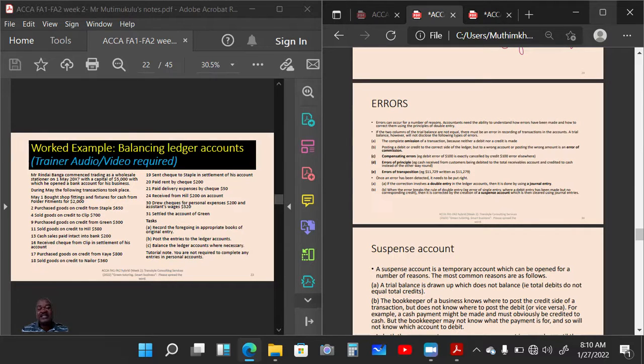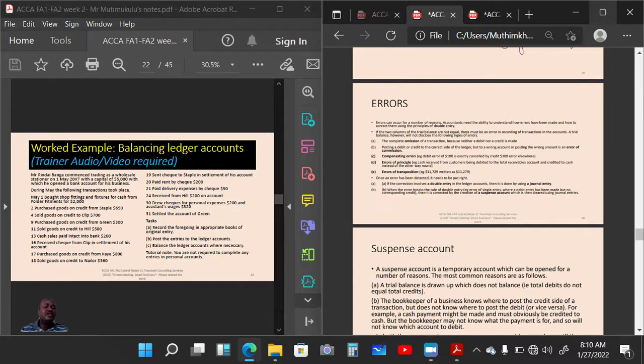We have an error of complete omission of a transaction, because neither a debit nor a credit has been made. If we do nothing to our records, then it means that we have committed an error of complete omission. The trial balance is going to balance, but in error.